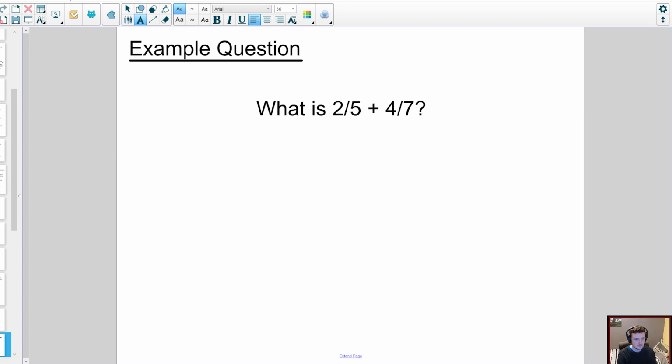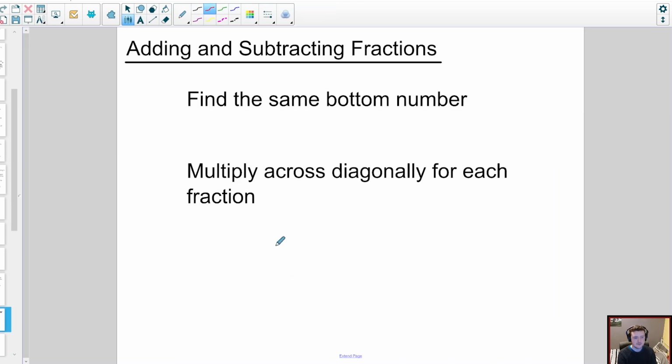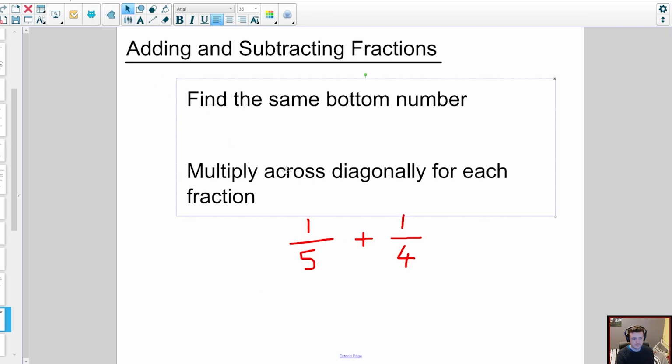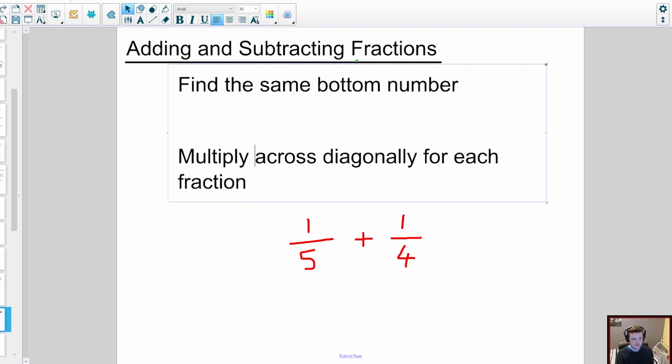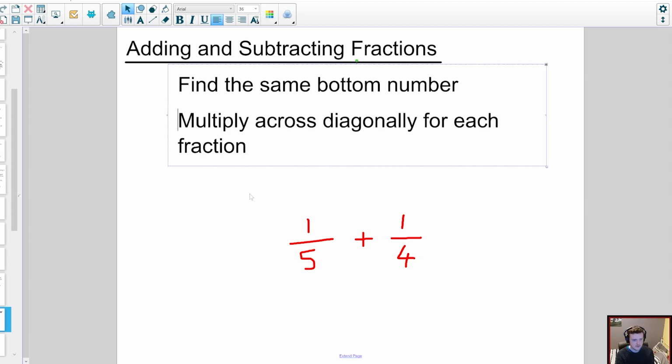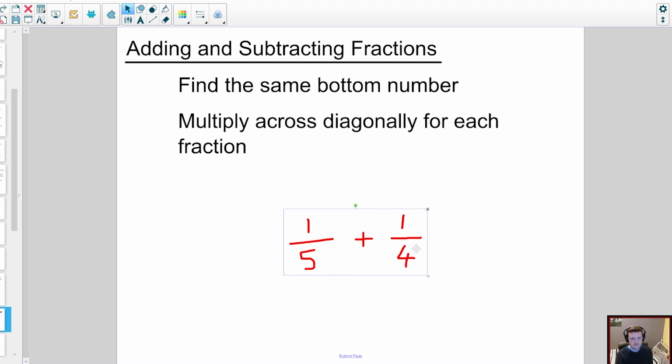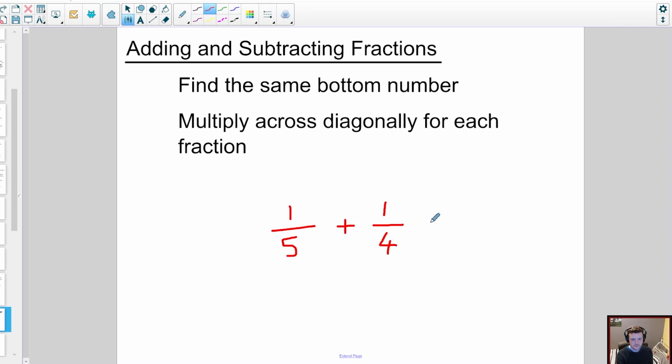So what is my example question? Okay, let's say we want to do 1/5 add 1/4. Okay, we're going to do a fifth add a quarter. I'm going to move this up a bit so we can actually have some space to work with. Okay, my fifth plus my quarter. I want to know what it's equal to.